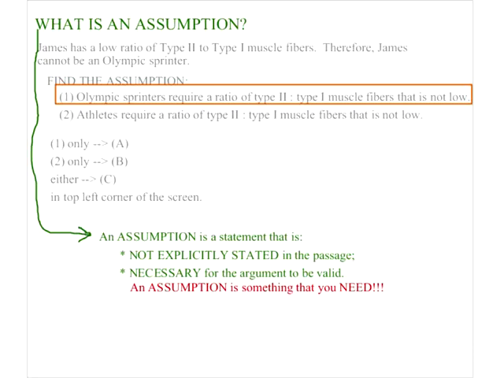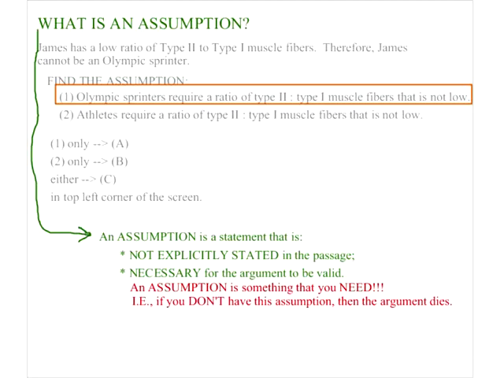In other words, if you don't have this assumption, then the argument dies. A lot of people don't realize that it's this strong of a condition. An assumption is something that is absolutely necessary. So let's go back to this passage and revisit, now that we know that's what an assumption means, which of these statements must be true? Which of these statements do we need?